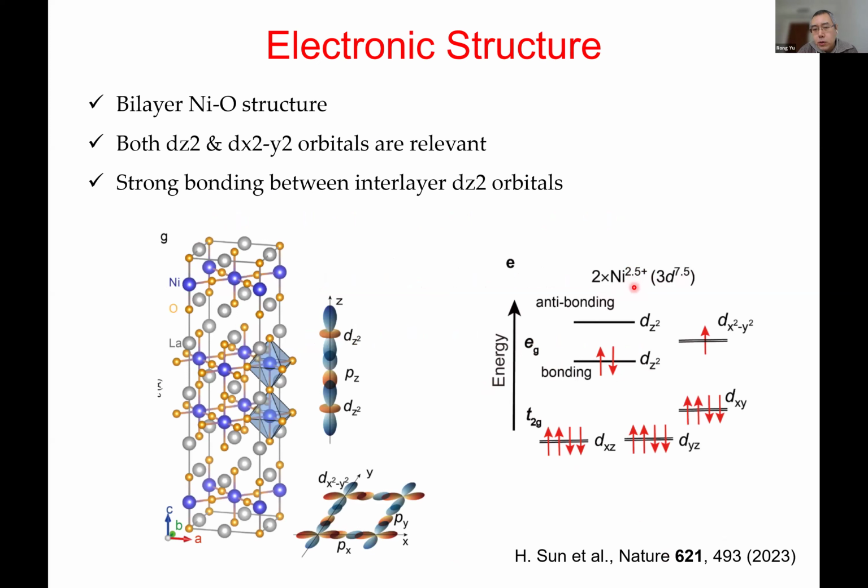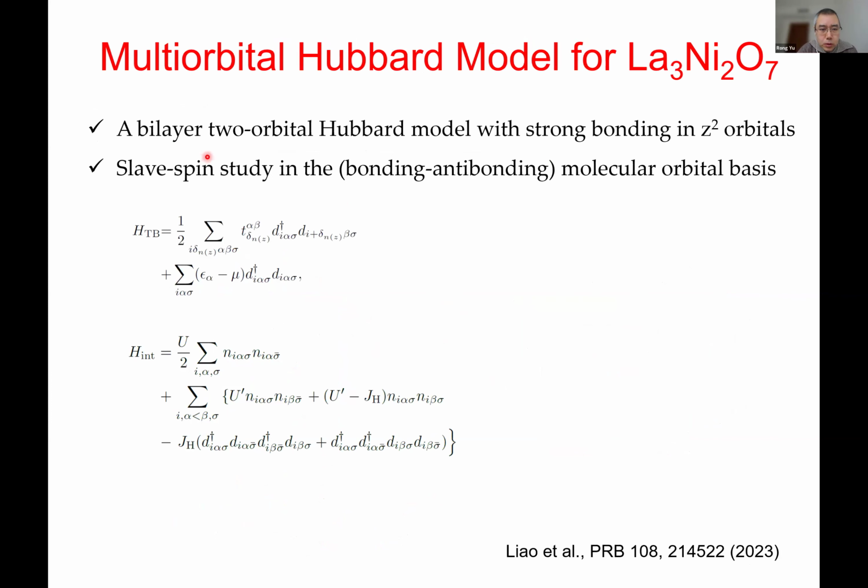And then considering the upper and lower layer of the nickel ions, each unit cell contains 2 nickel ions. So we have 3 electrons occupying these 4 orbitals. And we also see that the hopping matrix in these 2 eg orbitals should be very anisotropic. In particular, there is a very strong hopping between the upper and the lower dz square orbitals, so they have a very strong bonding tendency. So then we propose this minimum model, including the 2 eg orbitals in the bilayer system.